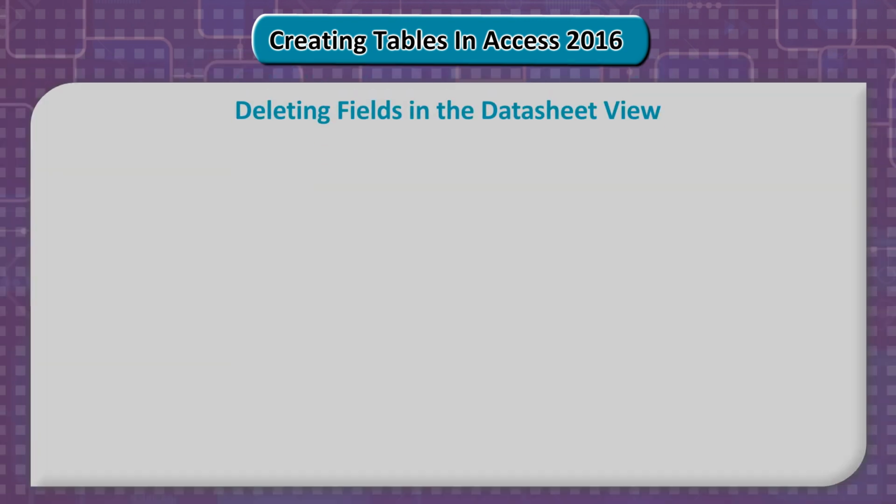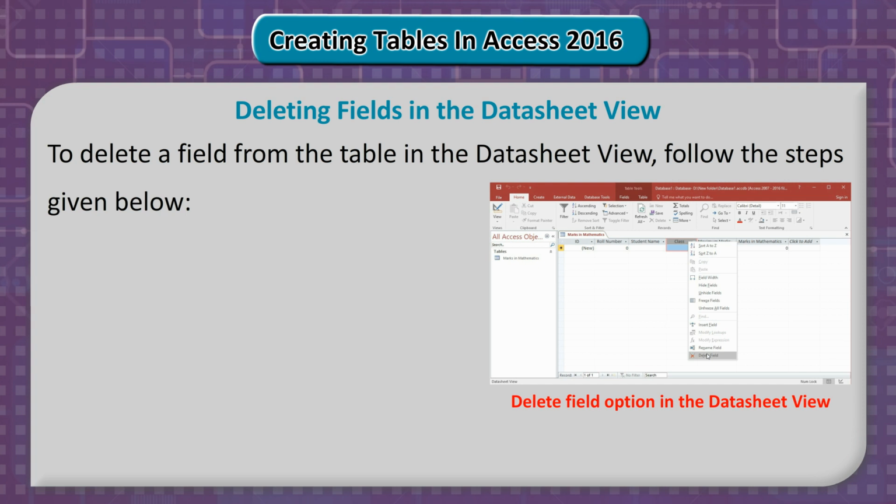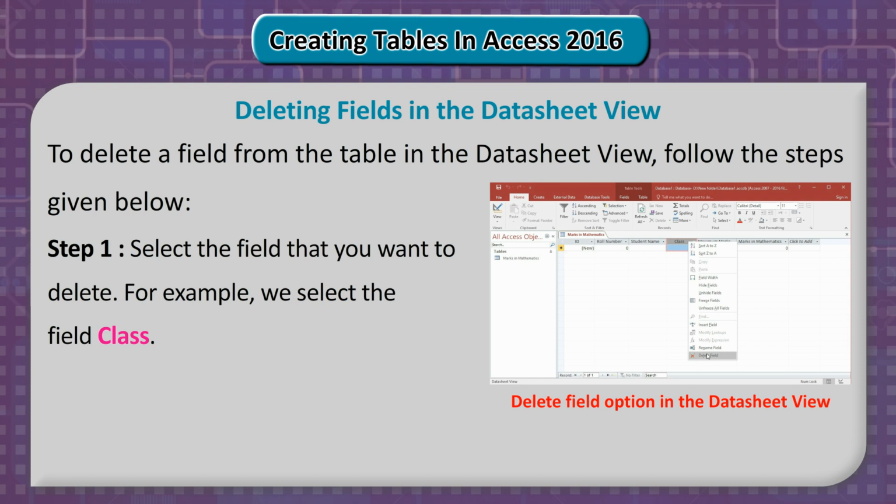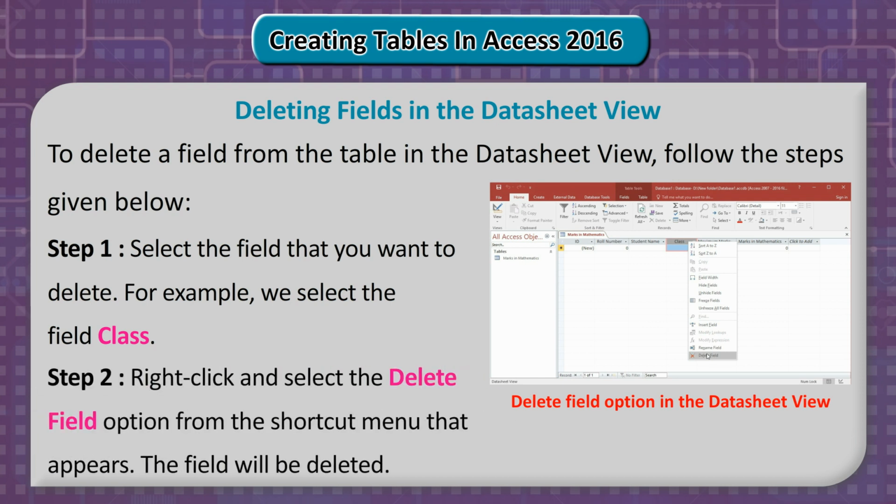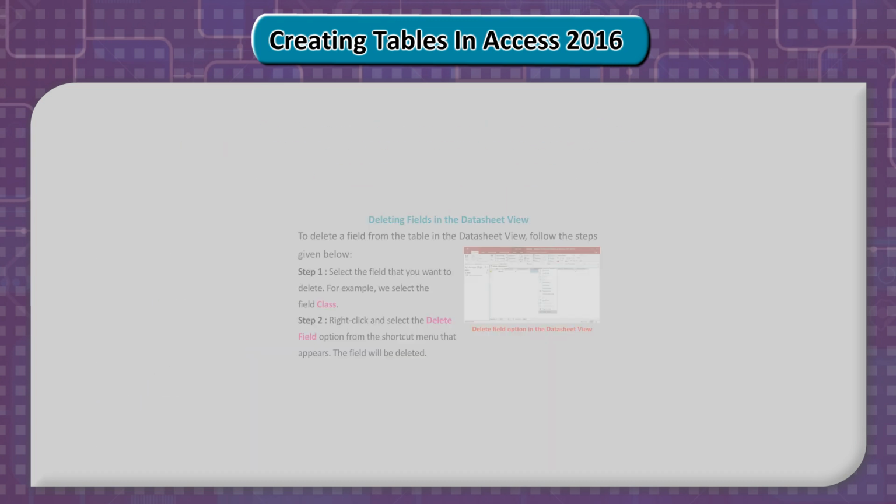Deleting fields in the datasheet view. To delete a field from the table in the datasheet view, follow the steps given below. Step 1. Select the field that you want to delete. For example, we select the field Class. Step 2. Right-click and select the Delete Field option from the shortcut menu that appears. The field will be deleted.